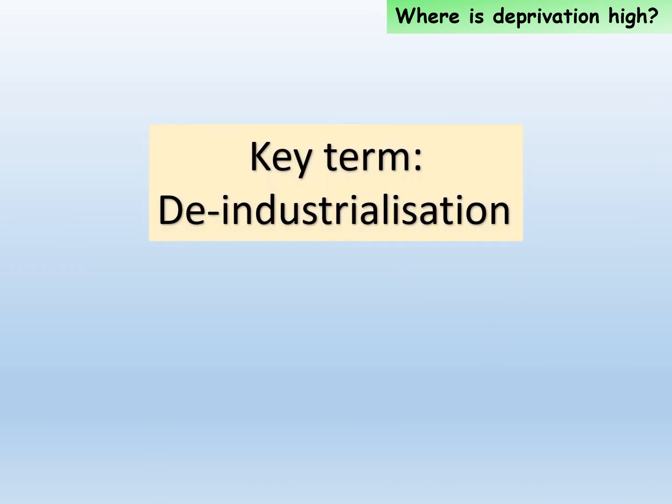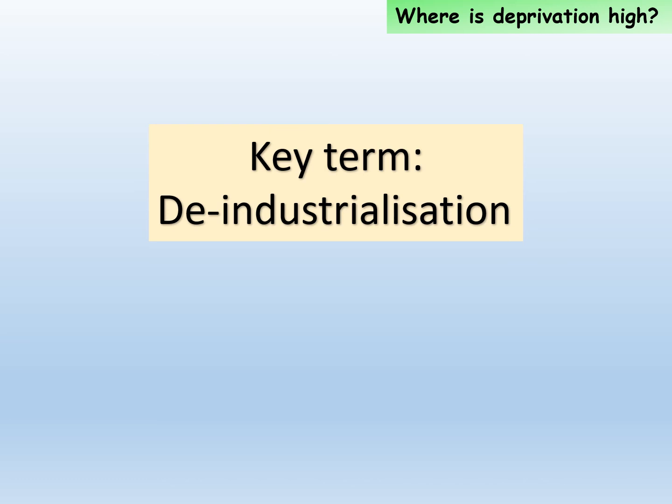Deindustrialization also explains why the suburbs see much less deprivation at the moment than the inner city. Because if you remember, deindustrialization is the closing down of factories in the inner city, and they tend to move to the outer suburbs. So that industry is moving from the inner city to the suburbs. So all the jobs that are going to be available are more likely now to be in the suburbs. Therefore, you're more likely to get a job, you're more likely to have money, and therefore the deprivation goes down.